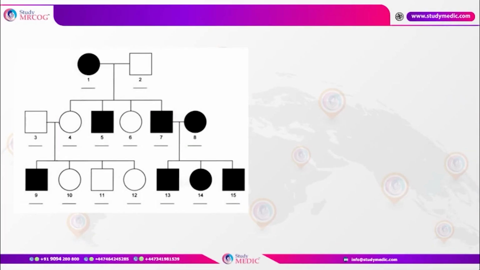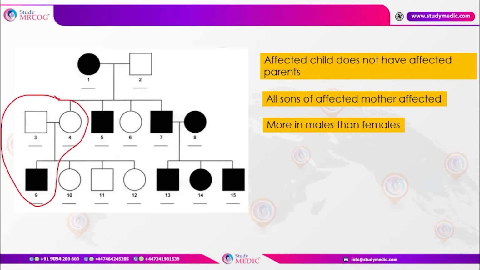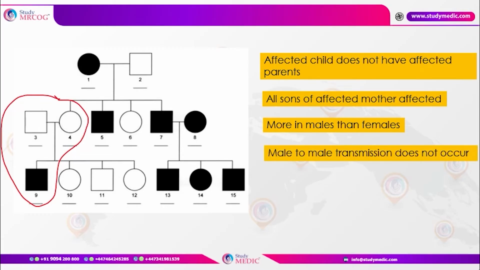Now let us have a look at this pedigree. And what do we have here? This affected child does not have affected parents, so we are looking at a recessive condition. All the sons of an affected mother are affected. In this pedigree, we can see that more males are affected than females and male to male transmission is not occurring. So here we are looking at an X-linked recessive trait.